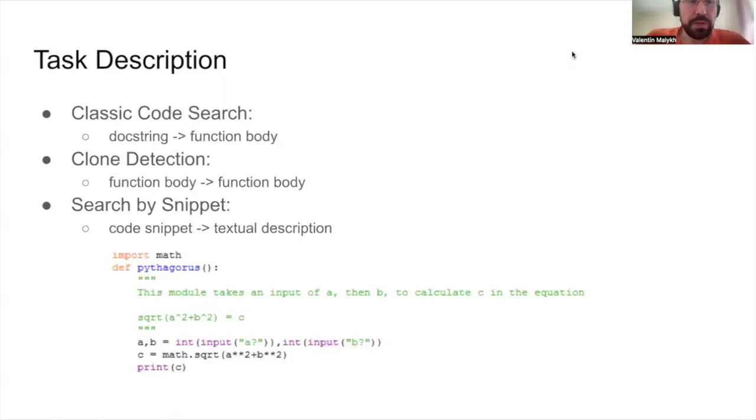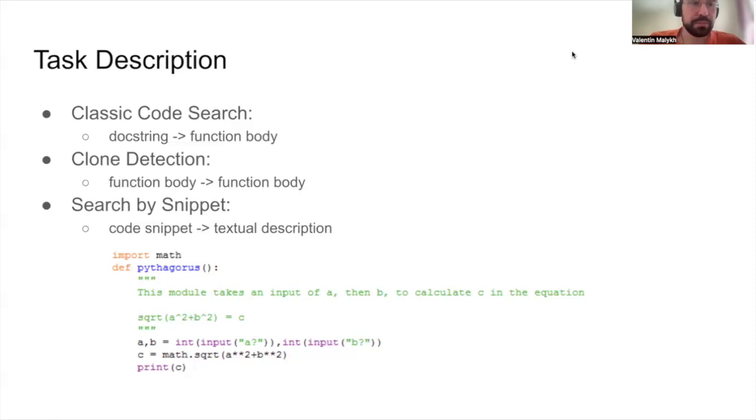I think everyone knows the classic code search task, when we have a docstring and we are trying to find a function body which is actually related to this docstring. It is created similarly to CodeSearchNet, which is, I think, one of the classical datasets in this task. So we have a set of functions with docstrings, and we separate docstrings from function bodies, and we use docstrings to find function bodies. This is the classical design.